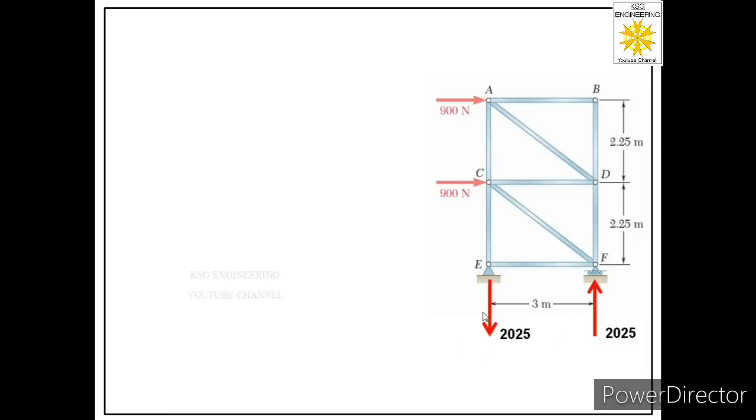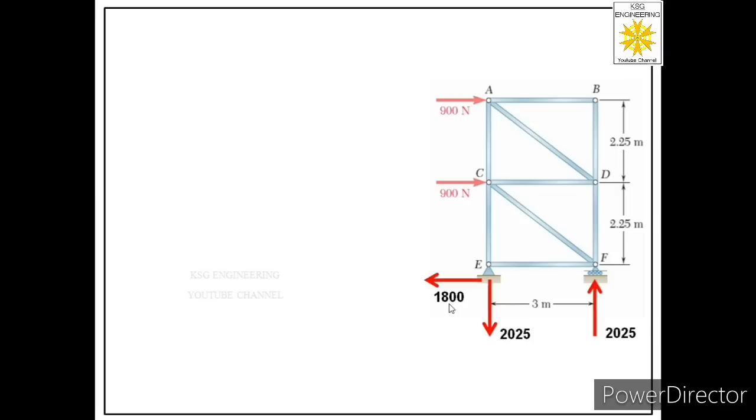But at joint E we have to label the normal reaction in downward direction and its magnitude is 2025, and we have to label the reaction which was acting along the surface towards left, because we got negative values for these two reactions in the previous calculations. So the magnitude of this reaction is 1800.